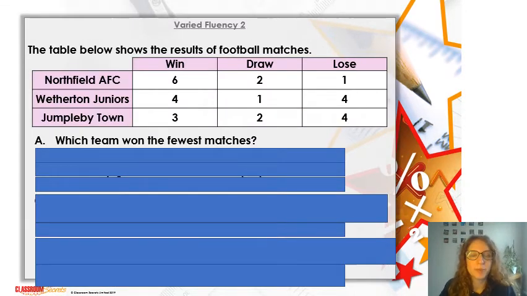Okay, so we've got a different table here. The table shows the results of football matches. So we've got Northfield AFC, Weatherton Juniors, and Jumbleby Town. Okay, so we've got win, draw, and lose across the top.